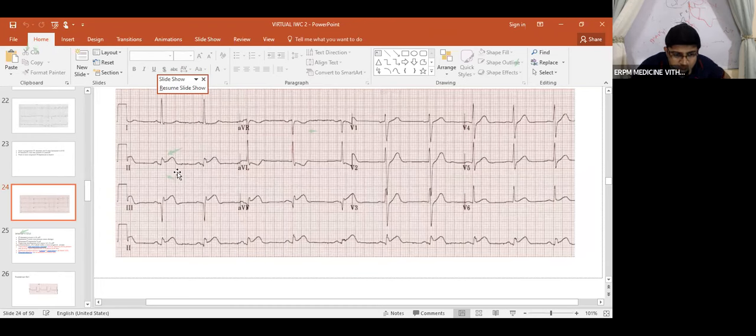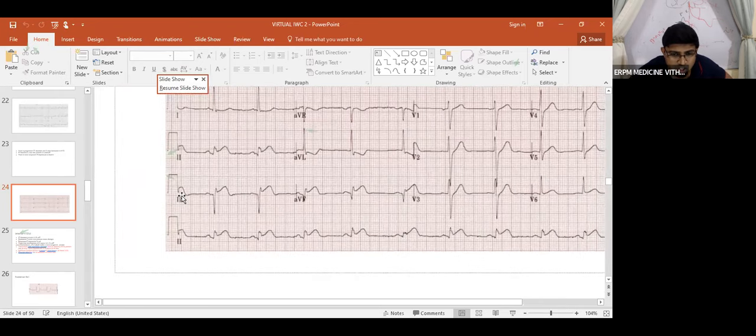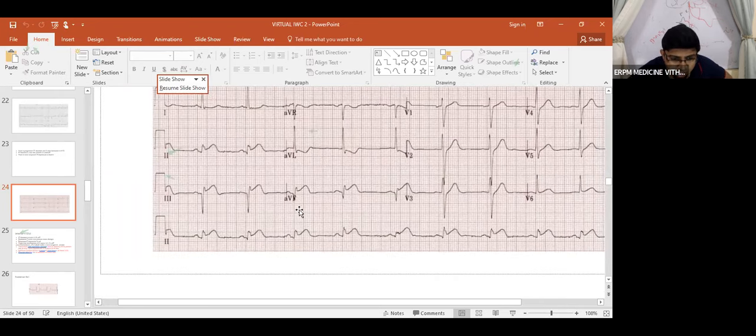So what do you see here in lead 2? Come on, guys. What do you see here in lead 2? ST elevation. What do you see here in lead 3? ST elevation. What do you see here in AVF? ST elevation. So what is the diagnosis?